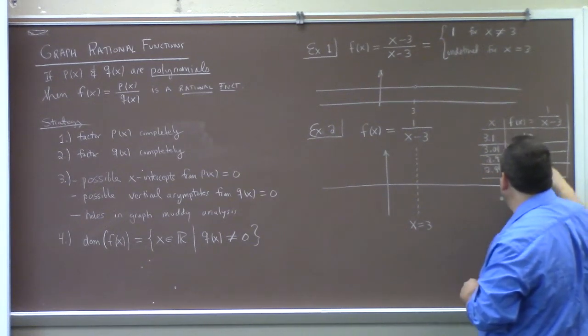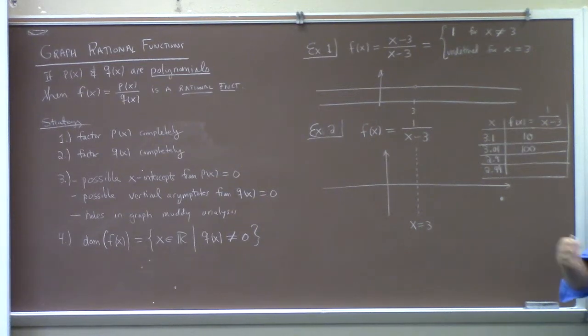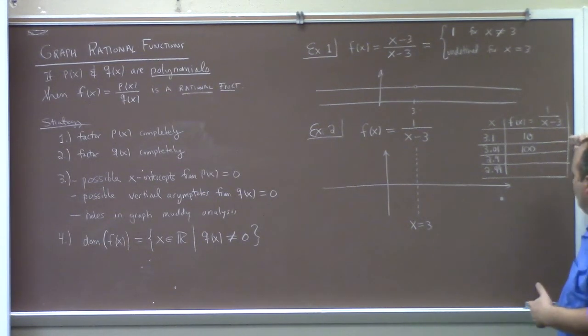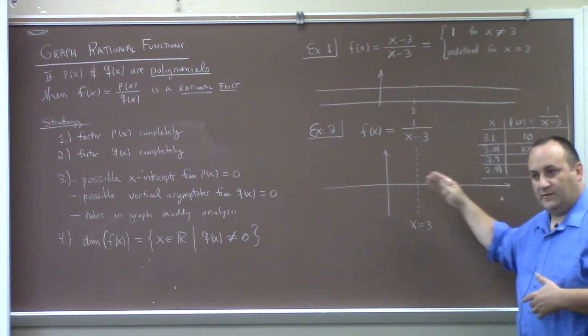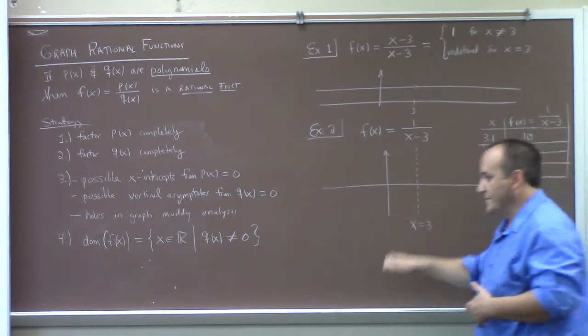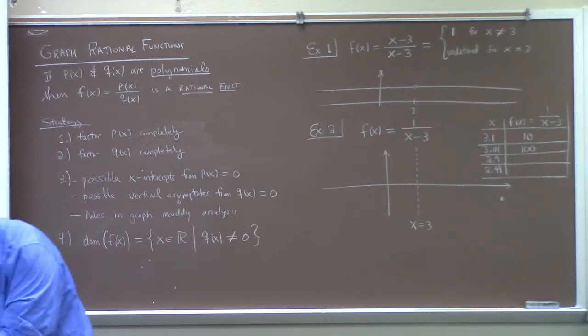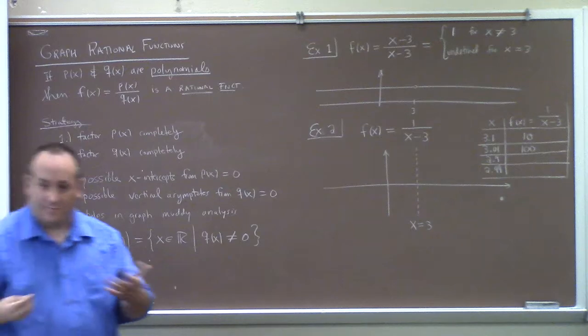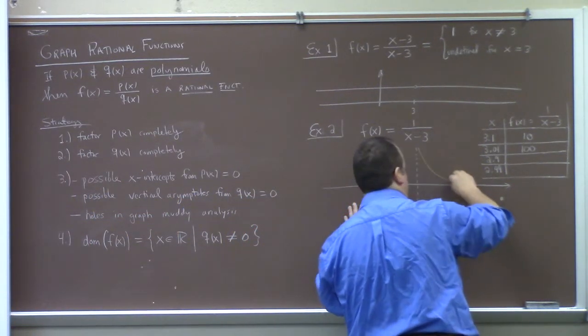Like if we got 3.001, we get 1,000. If we put 3.0001, I forgot how many 0s, but we get either 10,000 or 100,000, depending on how many 0s I just said. But we're going to get stupidly large as we approach 3 from the right, right? We're going way, way up there. But we never actually get to 3, right? We can't plug in 3.